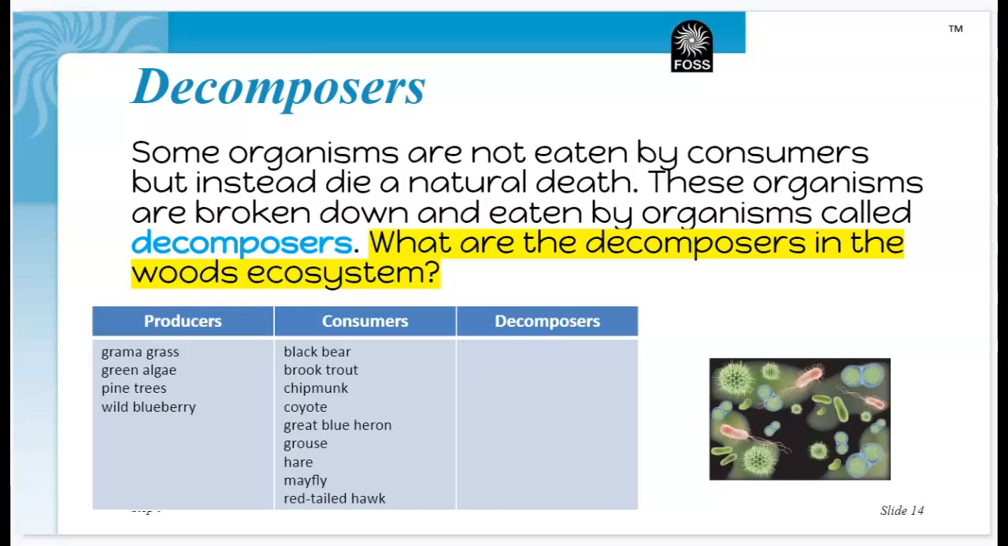Decomposers. Some organisms are not eaten by consumers, but instead die a natural death. These organisms are broken down and eaten by organisms called decomposers. What are the decomposers in the woods ecosystem? Go on and pause this lesson, discuss the possible answers, and come back to this lesson when you're ready.